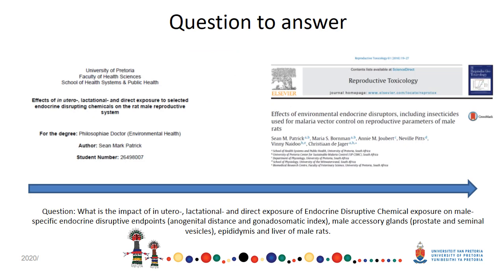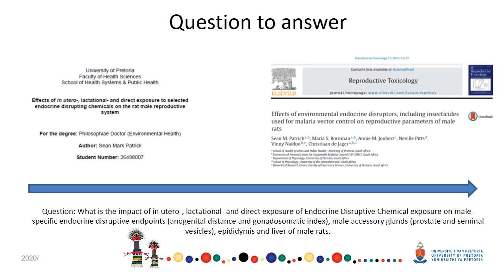So from personal experience, I will talk to you a bit about the work that I did for my PhD. We had a look at what are the effects of environmental chemicals on the reproductive system. And while there were quite a large number of questions, the one question that, for the purpose of this presentation, we'll look at is, what is the impact of the in utero, lactational, and direct exposure of endocrine disruptive chemical exposure on male endocrine disruptive endpoints, as well as male accessory glands, and some of the other variables too.